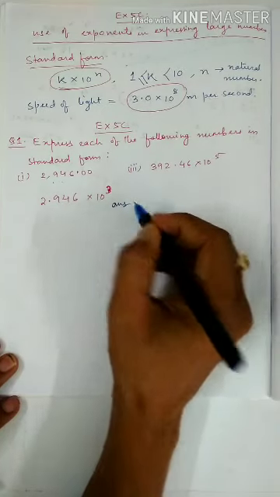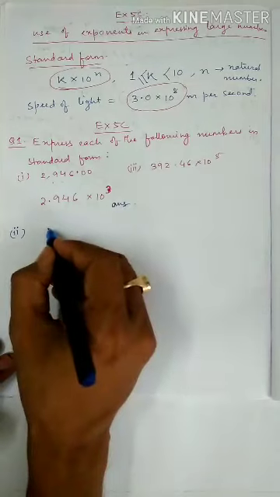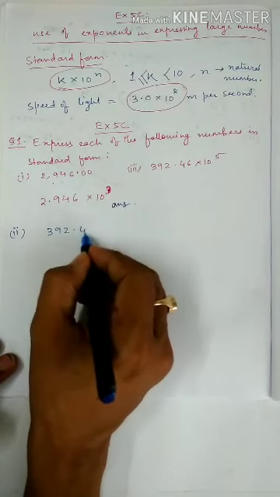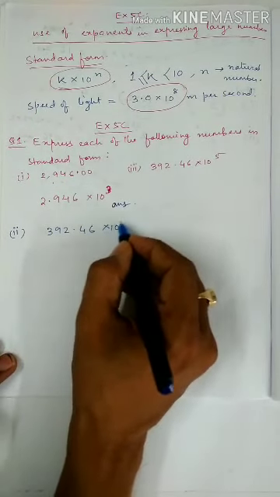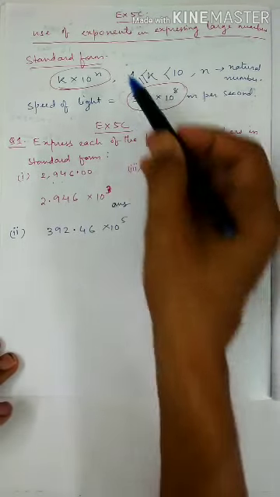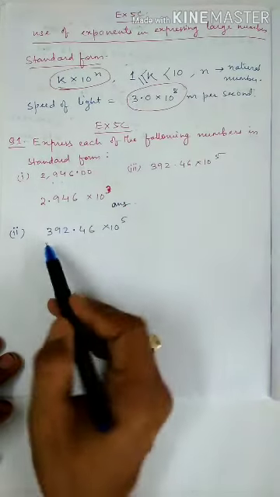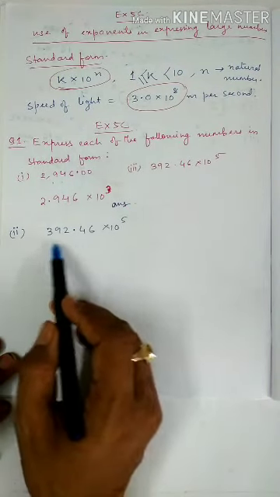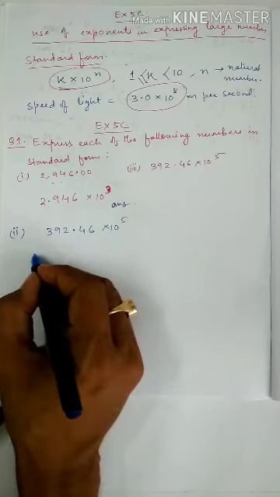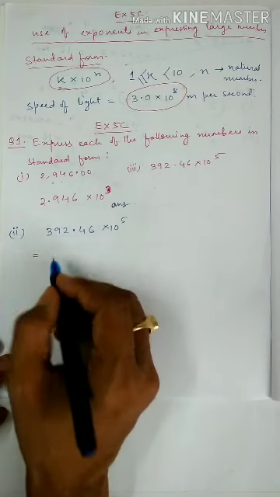Okay, students, let us solve part 2. In part 2 it is given 392.46 into 10 to the power 5. First check whether it is standard form or not. In standard form, k should be between 1 and 10, but here it is 392. So it is not a standard form. So we have to shift the decimal place 1 place, 2 place.